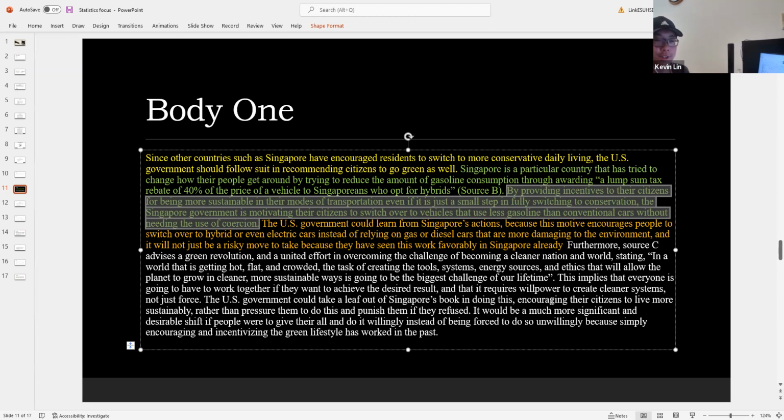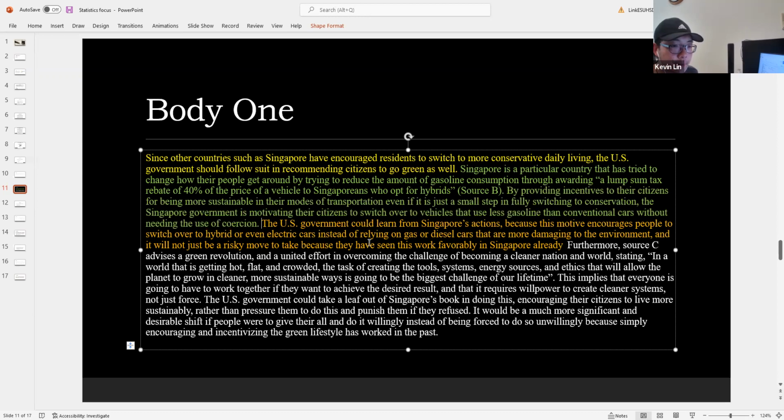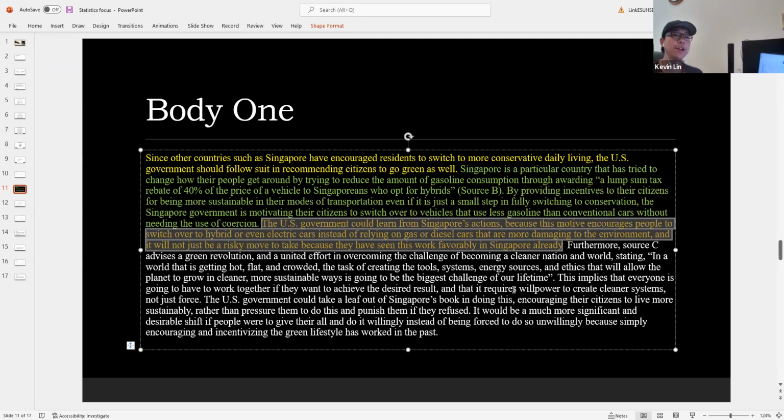We're going to watch a pretty cool transition here. They said in this orange here, the US government can learn from Singapore's actions because the motive encourages people to switch over to hybrid or even electric cars instead of relying on gas or diesel cars that are more damaging to the environment, and it will not be a risky move to take because they have seen this work favorably in Singapore already. Damn.